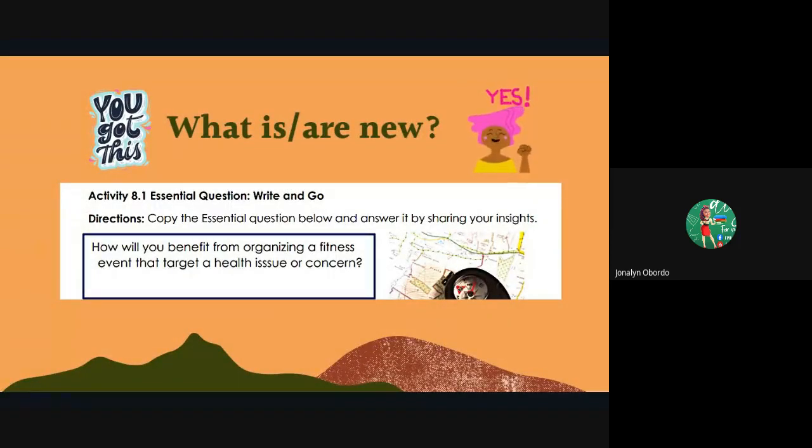Now, I'll be sharing with you this activity, but my dear students, you will be performing this later during our asynchronous time, just like what we are always doing. I will just give you the instructions, and later you will be performing this during our asynchronous time. Now here, you will answer the what is new. Okay, so we have here the essential question, and the activity is to write and go. Now, all you have to do is to just copy the essential question below, or as seen in the screen right now, and answer it, of course, on your answer sheet by sharing your insights.